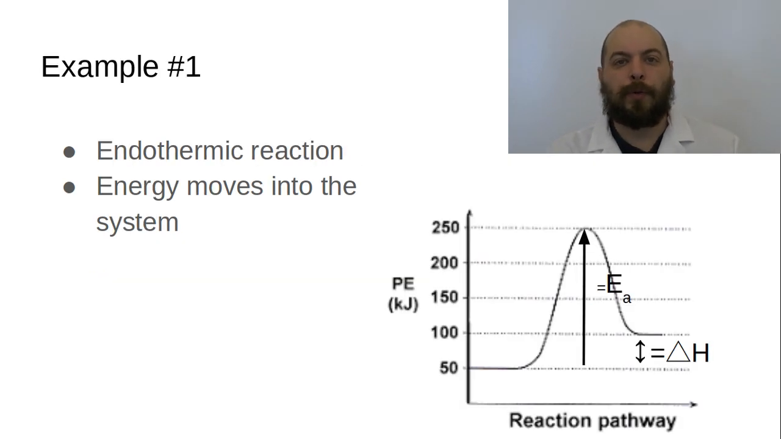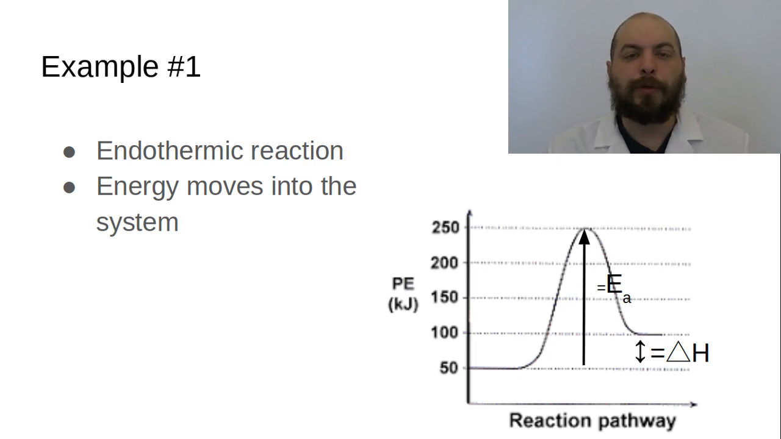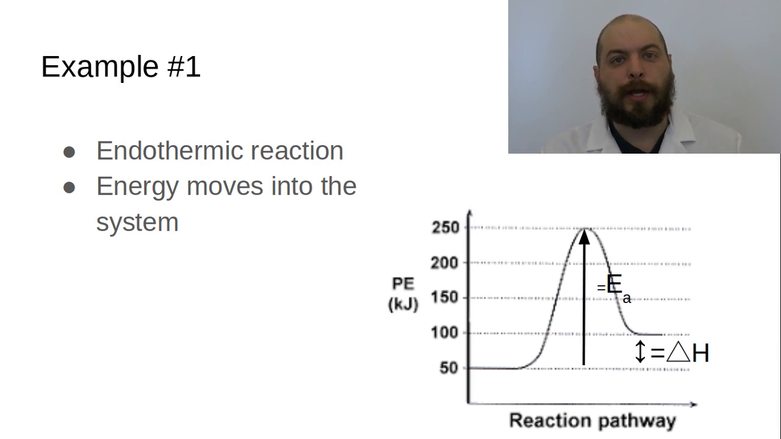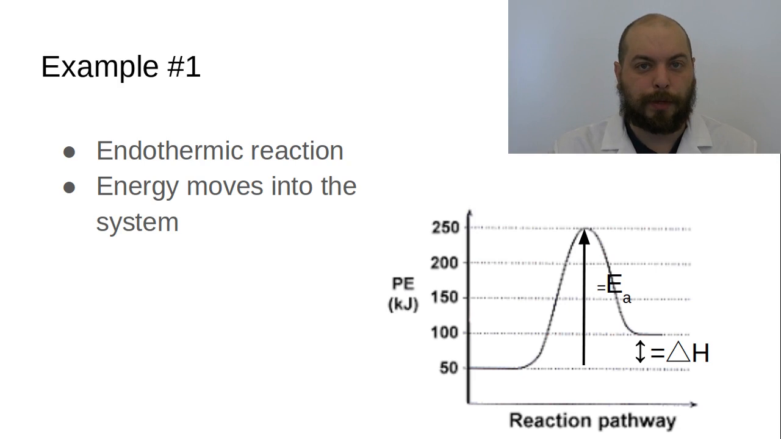Now let's take a look at one of these graphs when I fill in the actual reaction itself. The reaction here that we're showing is an endothermic reaction. Endothermic, I know because the delta H value is positive. Our products have a greater enthalpy than our reactants, so there had to be energy going into my system to go from my reactants to my products.